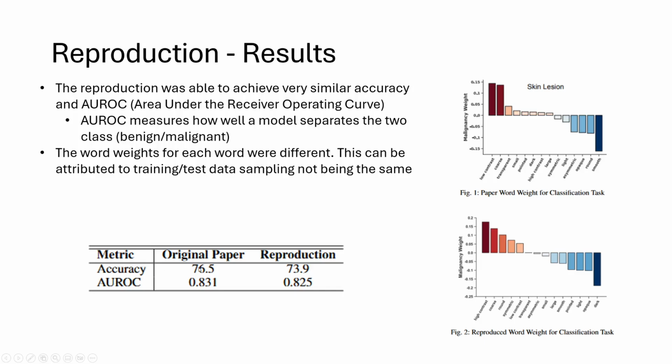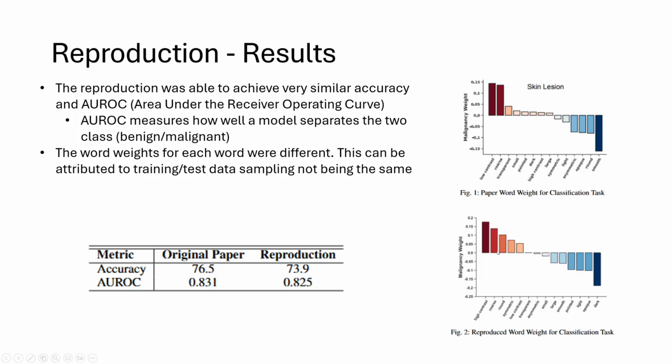So the original paper had an accuracy of 76.5. My reproduction ended up having an accuracy of 73.9, and an AUROC score of the original paper being .813 and mine having .825. So very similar results in terms of accuracy. On the right here, you can see the weights of the assigned descriptive words.